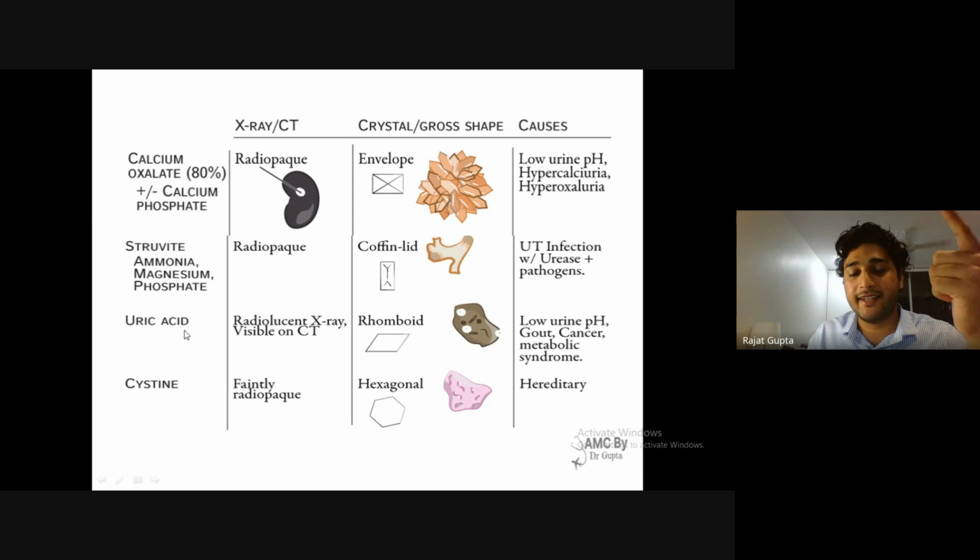And uric acid is very sharp, and if you look at the U, you can remember it with rhomboid shape, and it is sharp needle shaped. So this is the uric acid stone. And cystine sounds like six, so it is a hexagonal stone. You don't have to memorize the causes much, but you should have a brief idea of how these stones are made and how they look. So these notes are more than enough from your question point of view.